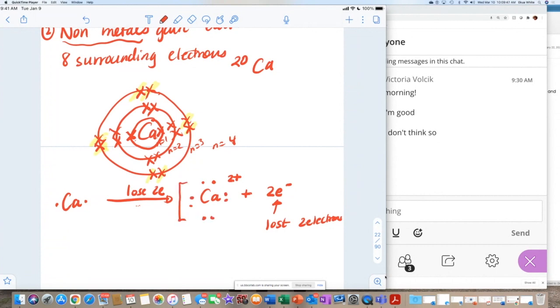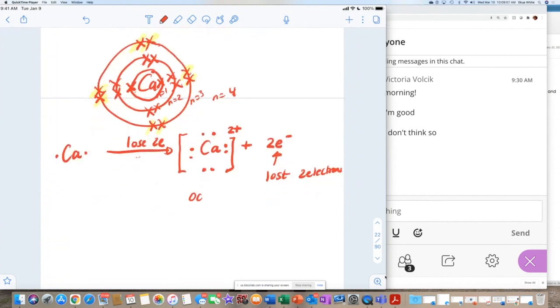Anyway, that's how this calcium is now surrounded by 8 electrons. The 8 electrons were always underneath, so they show it like that. Calcium now has 8 electrons around it, and the charge is plus 2. So essentially, remember, this is consistent with the octet.